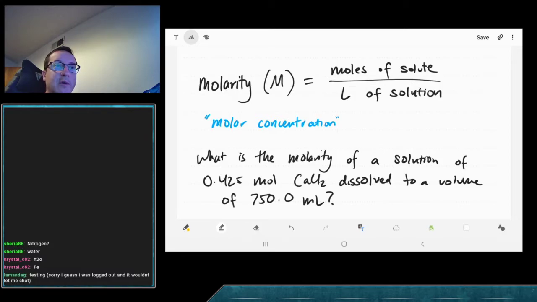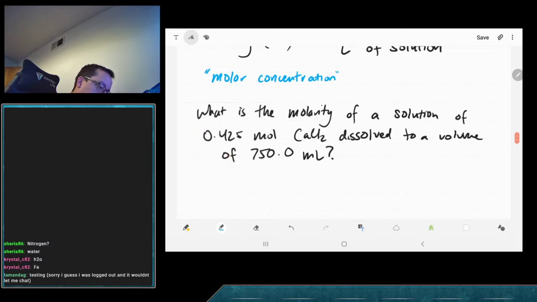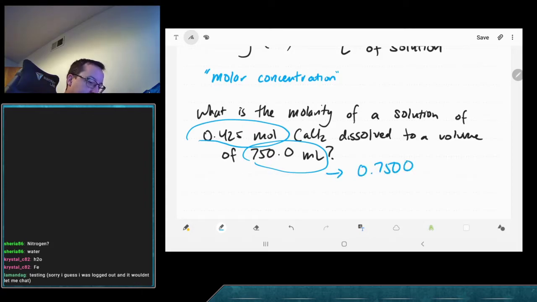So we have two numbers here. Our equation is basically telling us we just need to take moles and divide by liters, right? The moles, it looks like we have already. This first number is already in moles, so we're okay with that. However, this number here is in a technically incorrect unit for us, so we would want to make that into liters.